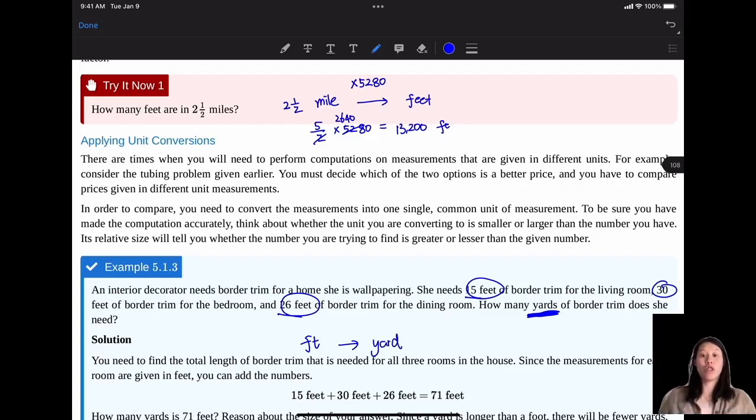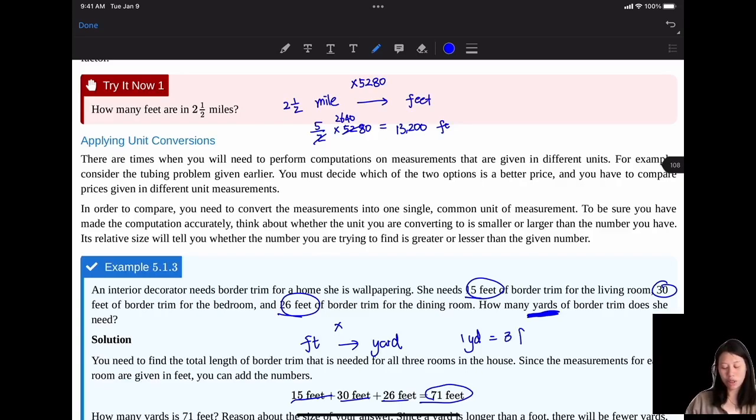Okay, first of all, we need to know how many total. The total length of the bottom trim that she needs for all of these 3 rooms. So totally we have what? 15 plus 30 plus 26. So totally is 71 feet. Again, from feet to yard is the smaller unit to a larger unit. So that means we need to times the conversion factor. So 1 yard equals to how many feet?